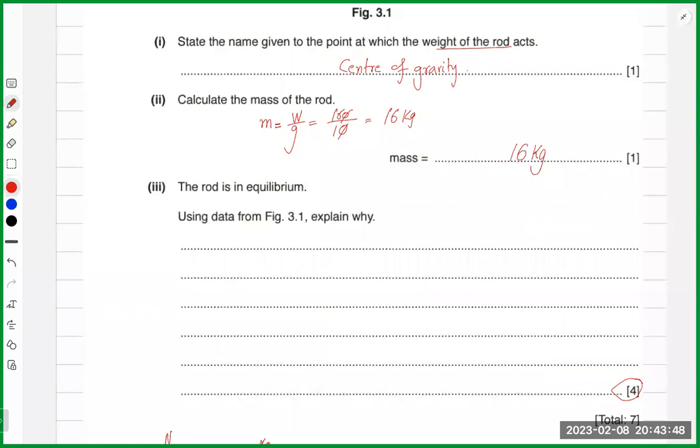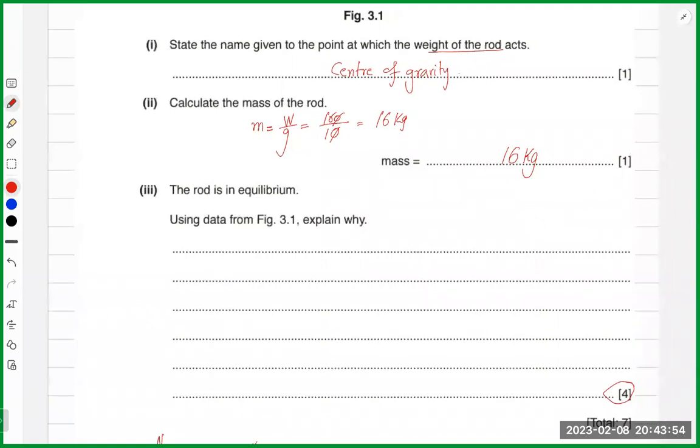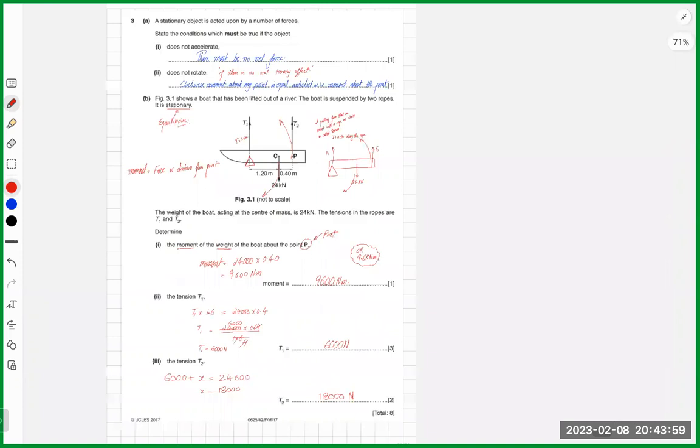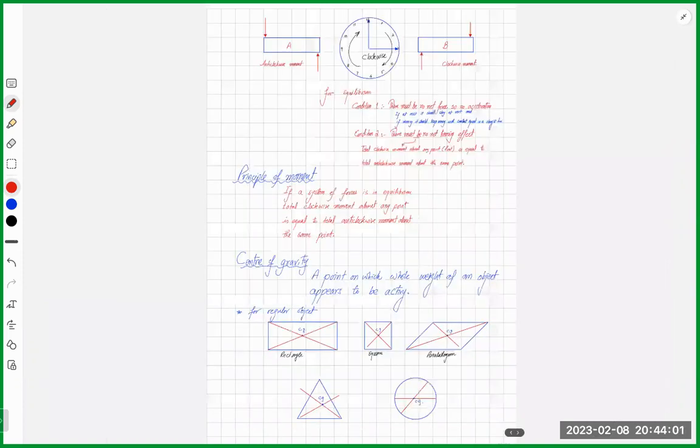At this point, you should recall the 2 conditions for equilibrium. Let me take you back to the memory lane. There's no net force, so the forces are balanced. Good. That is condition number 1. What is condition number 2?